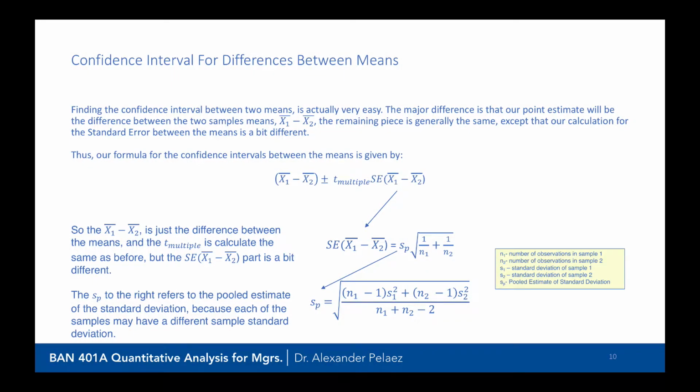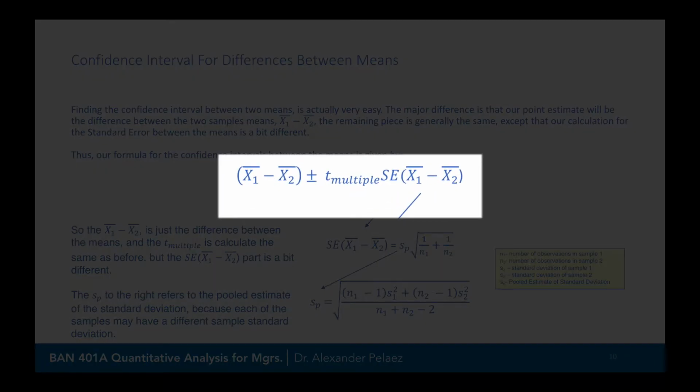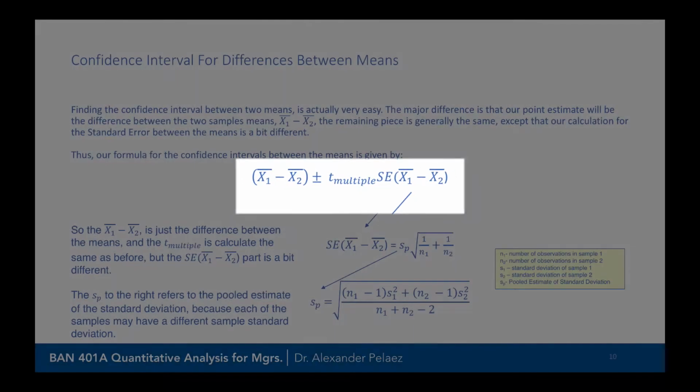So here's what we look at when we see the formula. It's pretty much similar to the other ones that we had. In this case, we have the first part, which is x1 bar minus x2 bar. So that's the sample mean of the first sample and the sample mean of the second sample. We do our plus minus, the t multiple, which we've known how to calculate, and we multiply that by the standard error of x1 bar minus x2 bar.